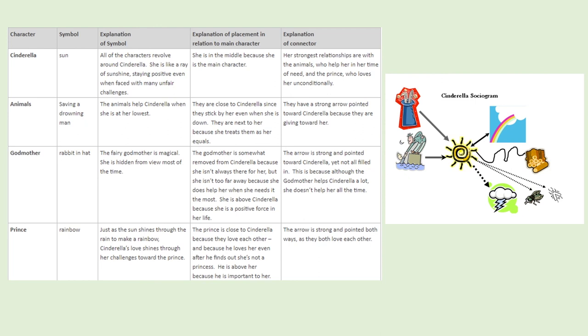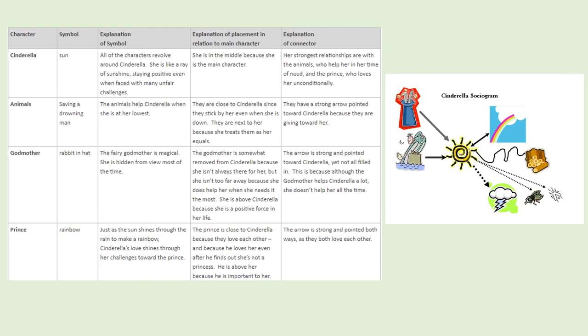The rainbow is meant to represent the prince. So just as the sun shines through the rain to make a rainbow, Cinderella's love shines through her challenges towards the prince. The prince is close to Cinderella because they love each other and because he loves her even after he finds out that she's not a princess. He is above her because he's important to her.